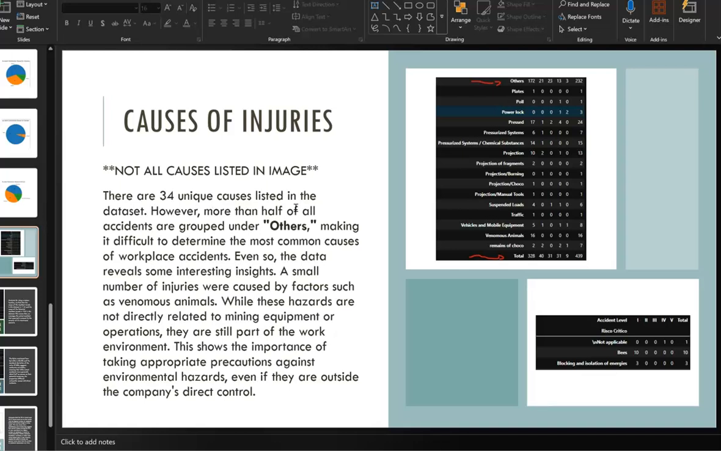You can look at the ones that were not put in others, and we see that some of these accidents were put against venomous animals or bees, as you can see here, showing that even hazards that are not directly related to the equipment or operation of the mine are still important to look at. So you have to take appropriate precautions against those environmental hazards, even if they are outside the company's control. If venomous animals and bees are a problem, it should be the company's priority to ensure that those accidents don't occur, even if they're not because of the company itself.